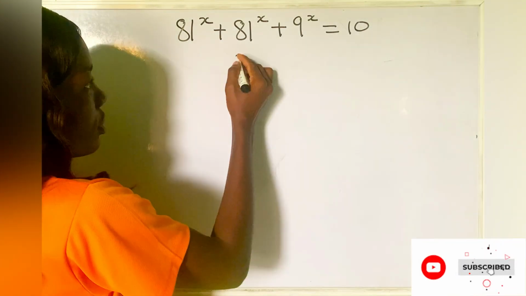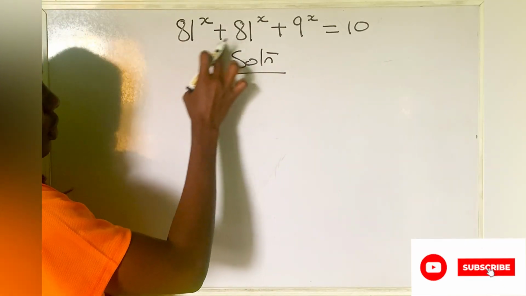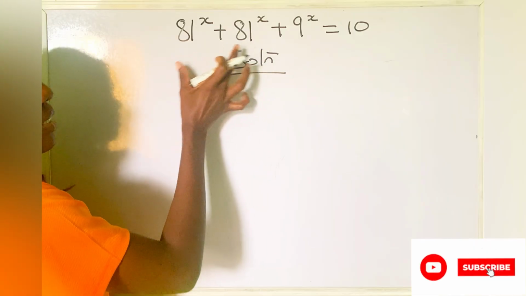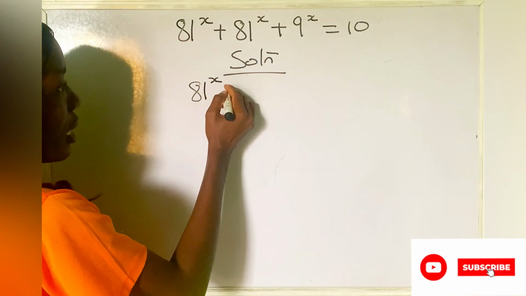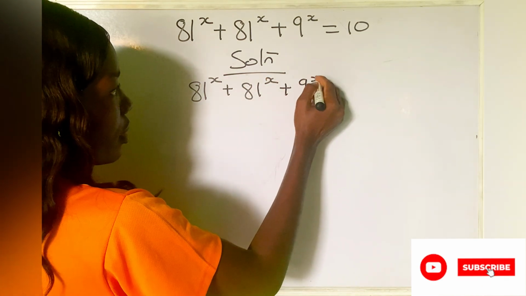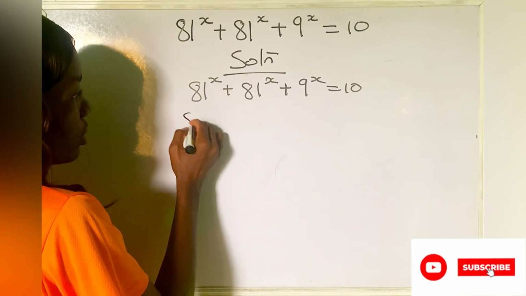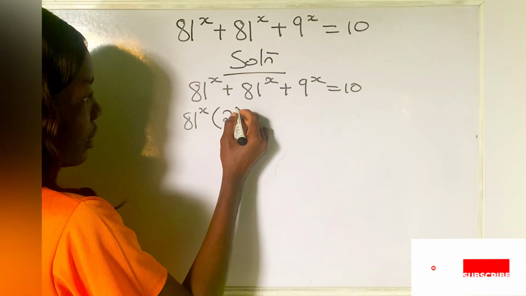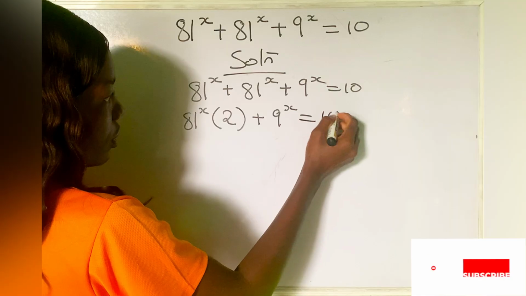So let's solve. Solution. This is 81, 81 and 9. Notice that these are similar. This is the same actually. So let's collect these two. Let's collect like terms to make our job easier, okay? So we have this as our question. To collect like terms, this now becomes 2 times 81 to the power of x, plus 9 to the power of x is equal to 10.